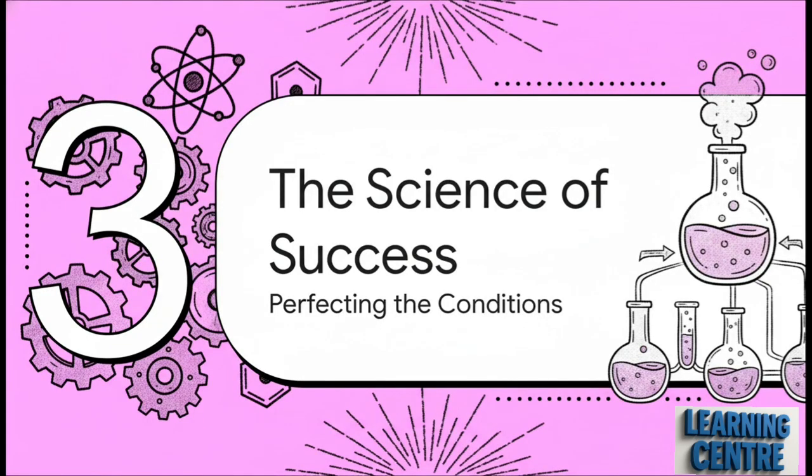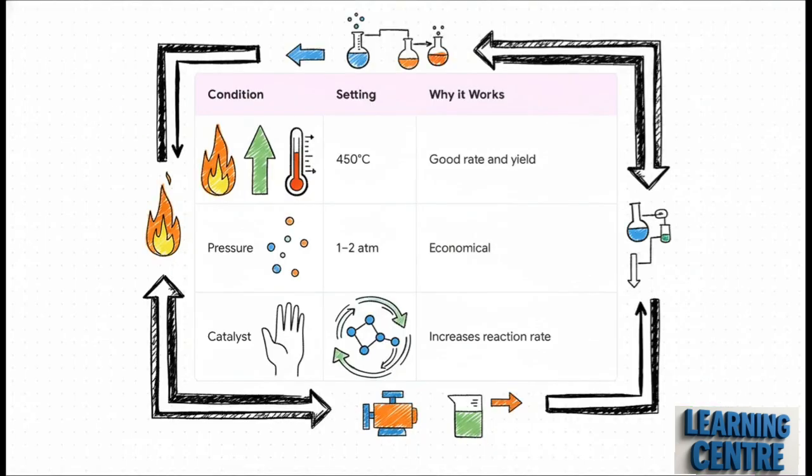So, we've walked through the recipe, but what's the science that makes that critical third step, the heart of the process, so successful? Let's take a look at the precise conditions that make it all work so well. It all comes down to dialing in these 3 conditions perfectly. First up, temperature. It's a sweet spot, right around 450 degrees Celsius. See, it's got to be hot enough to be fast, but not so hot that a reversible reaction starts going backwards on us. It's the best possible compromise for a high yield.